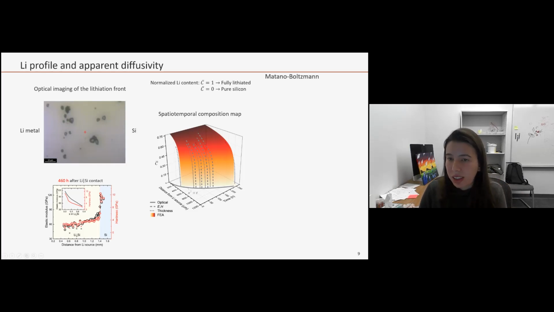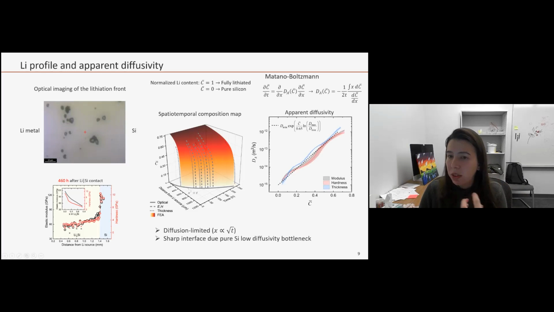So there is this very classical model called Matano-Boltzmann. This equation here, I imagine you've probably seen it before, it's just Fick's law. So the flux is a function of the diffusivity times the gradient in concentration. You can integrate this to get the diffusivity as a function of concentration. So for each profile, I integrate this, and if it is a diffusion regulated process, they should all overlap, because it means that this equation can explain this phenomenon. And we get this nice overlap.